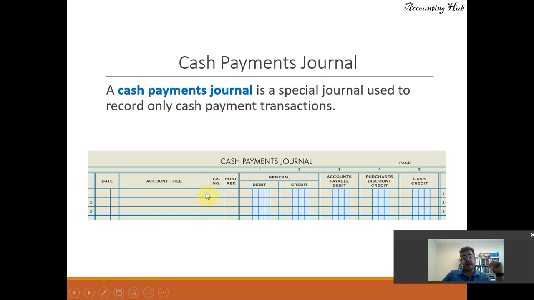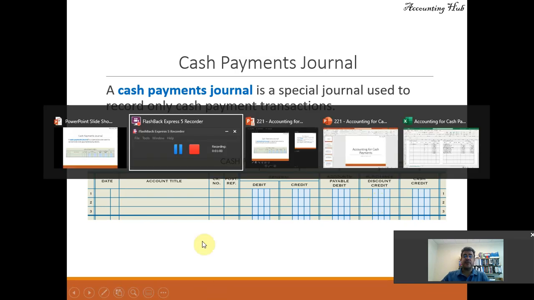Date, account title, check number, post-ref, that is the code for this account title. Then if it is debit or credit, on cash. If it is accounts payable, a debit on accounts payable because we are recording payments only, we are paying it. Purchase discount and cash credit. So this is how the cash payments journal works. And then, what do we have?